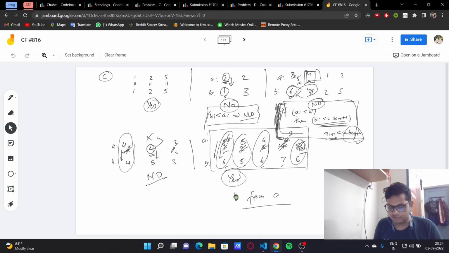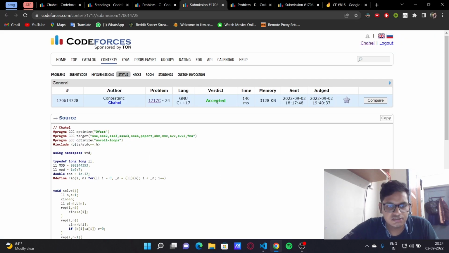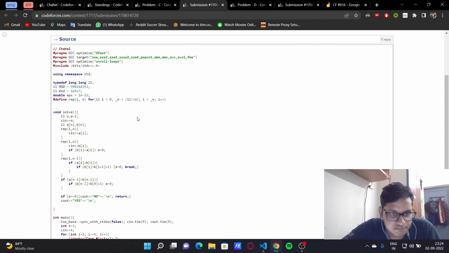We need to iterate over the whole loop and check this condition and this condition as well. And if the first condition or the second condition is violated, then we'll output no, else we'll output yes. And this is basically how I've done it. So as you can see, this is my code.